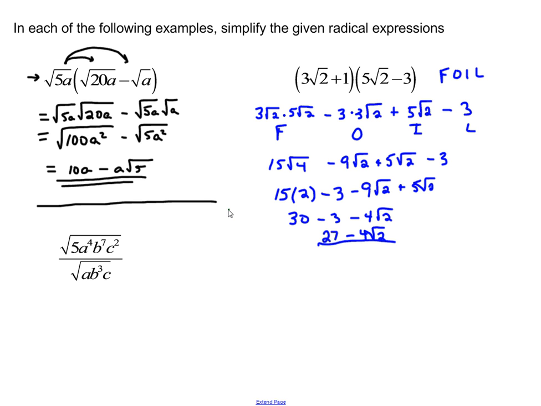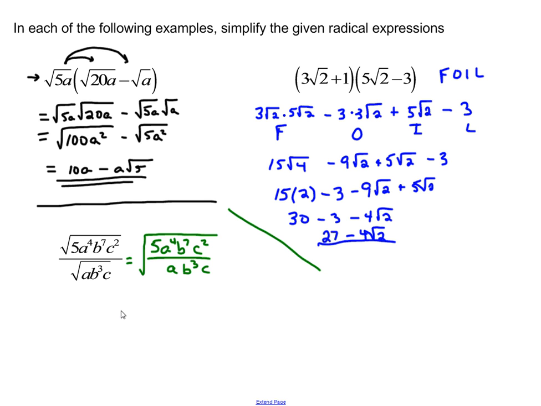Okay, one more right here, and that's our division problem over here. We've got square roots going on over here, and what we should really do, before we combine anything together, is recall our division rule. That says that if we have a square root over a square root, it's the same thing as just one big square root over everything. So we've got 5, a to the 4th, b to the 7th, and c squared divided by a, b to the 3rd, c.